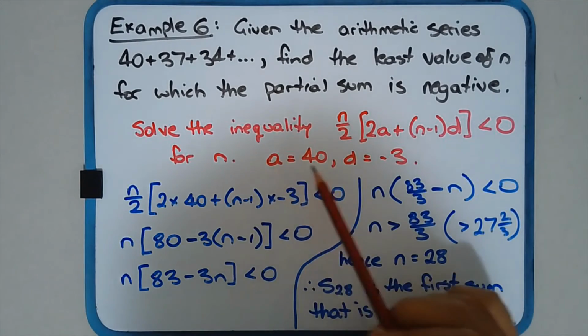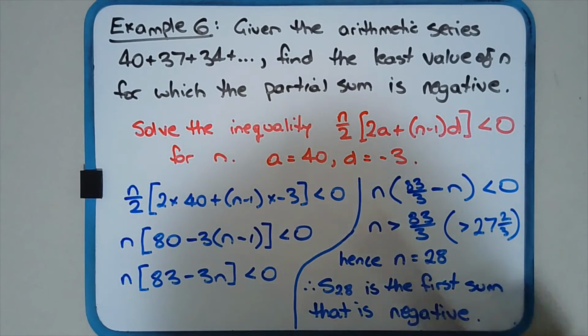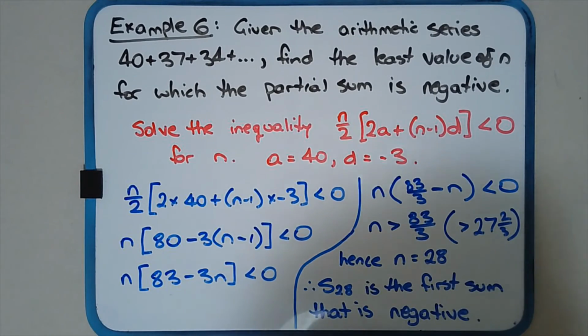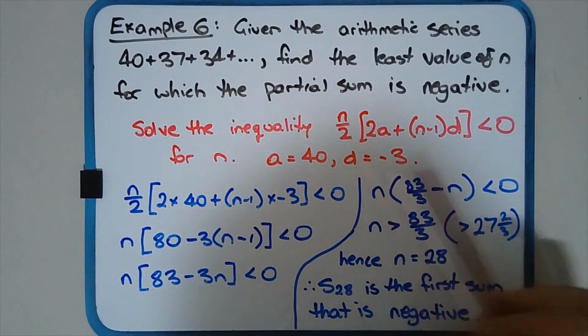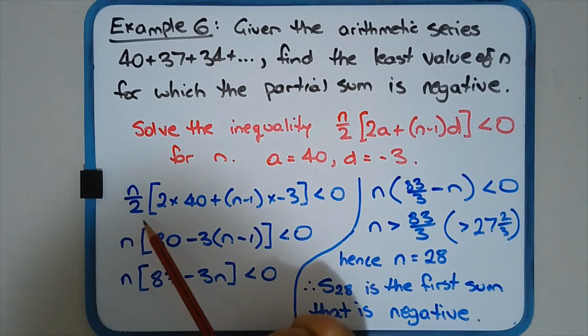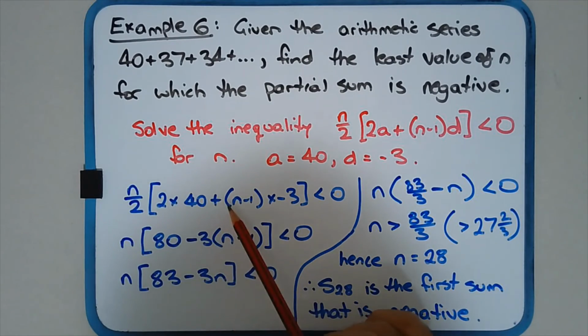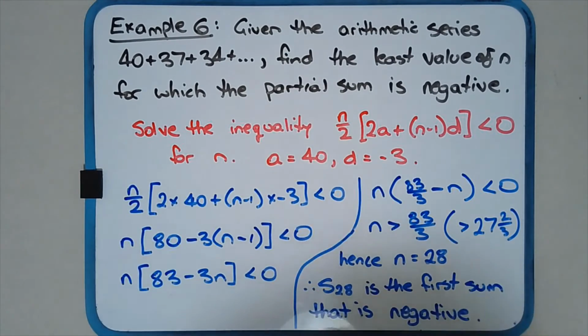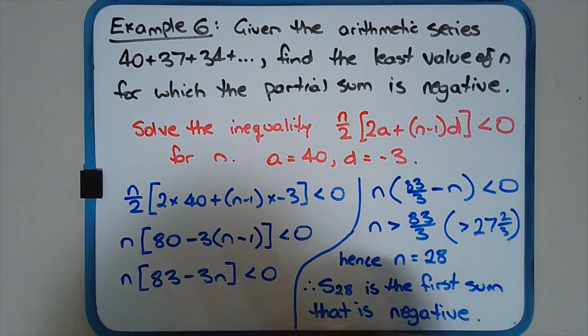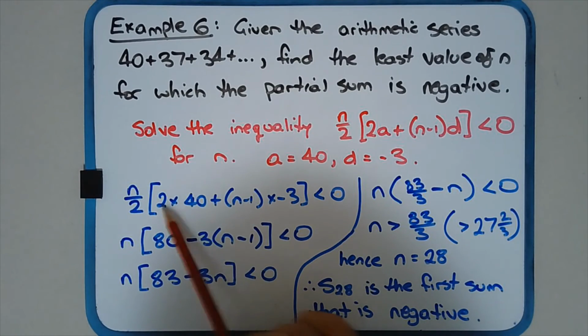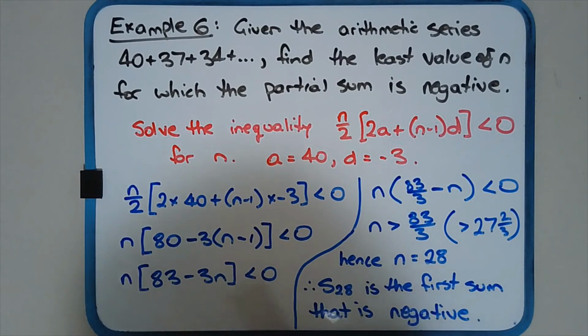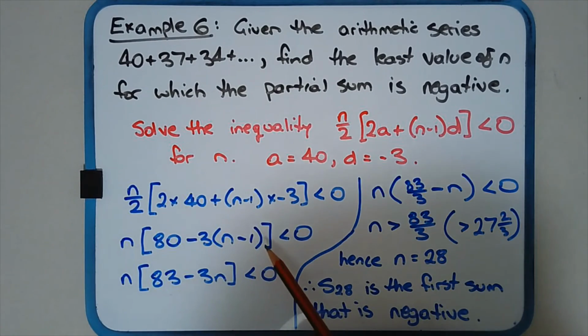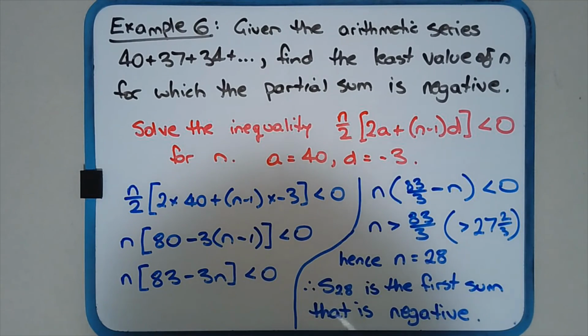Now we know that a equals 40, it's the first term of this series, and the common difference is negative 3. So substituting these two values into the left-hand side, we have n over 2 outside of (2 times 40 plus (n minus 1) times negative 3) is less than 0. We can multiply both sides by 2 and we can multiply the 2 and the 40 together and just clean it up a little bit. We get n outside of (80 minus 3 outside of (n minus 1) in brackets) less than 0.